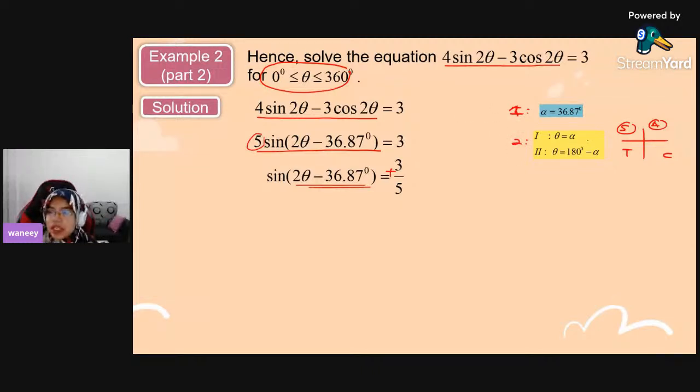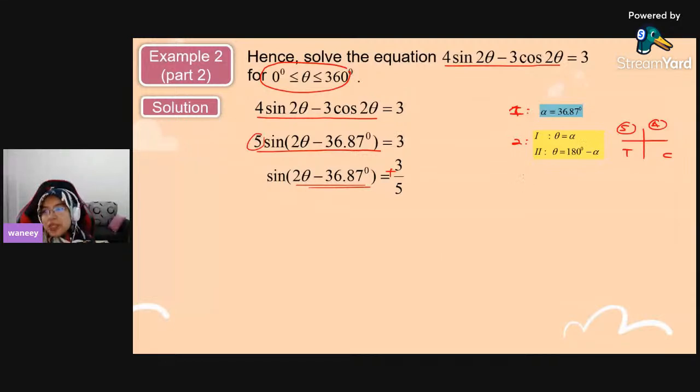Theta is equal to alpha if it is in the first quadrant. In the second quadrant, it will be 180 minus alpha, because this is in degrees. If you have radians, it should be pi minus alpha. So that is the second step.